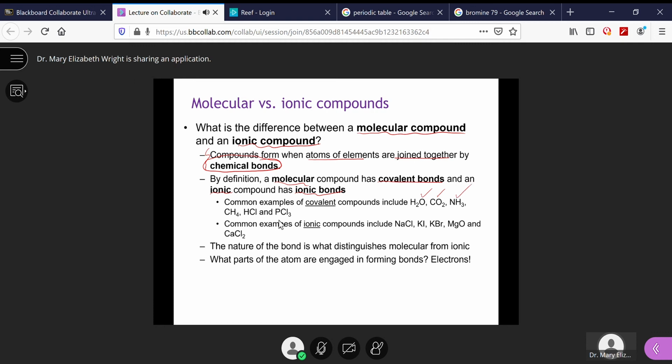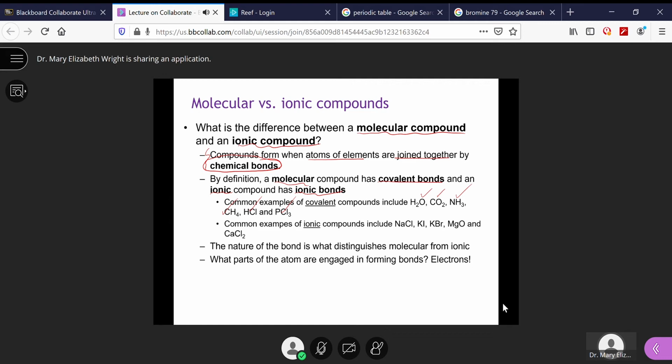NH3, which is ammonia, CH4, which is methane, HCl, hydrogen chloride, and then potassium chloride, if you prefer. These are just some common examples. Obviously, there are millions and millions of covalent compounds.